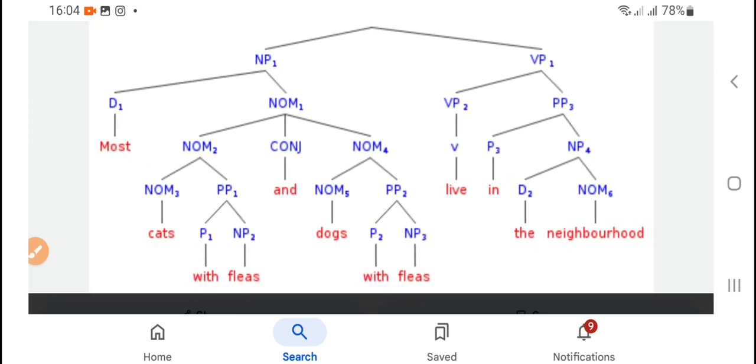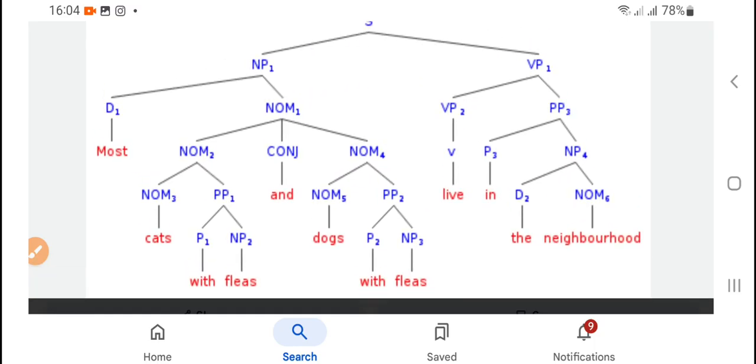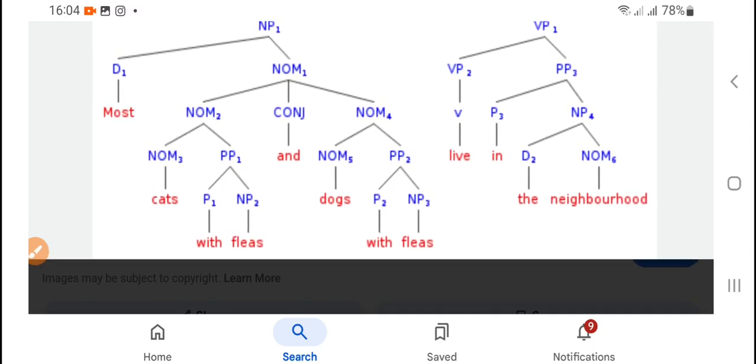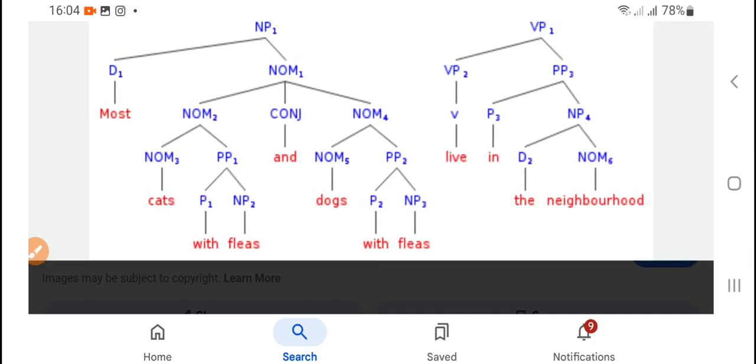This sentence is interesting. Here, why NP1? Because a number of NPs are there. So let us try to understand. There's a noun phrase 1, verb phrase 1. Noun phrase 1 is "most". Most is a determiner, right? And then that is cats with fleas. You know that "with" is a preposition, right? So then with fleas, and then a conjunction, right?